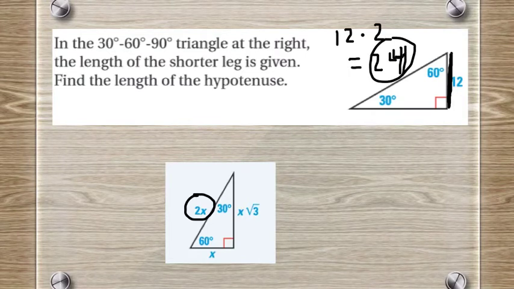So it's a little different. Again, it's not square root of 2. It's just double it. Double the short leg, and it's exactly double every time.